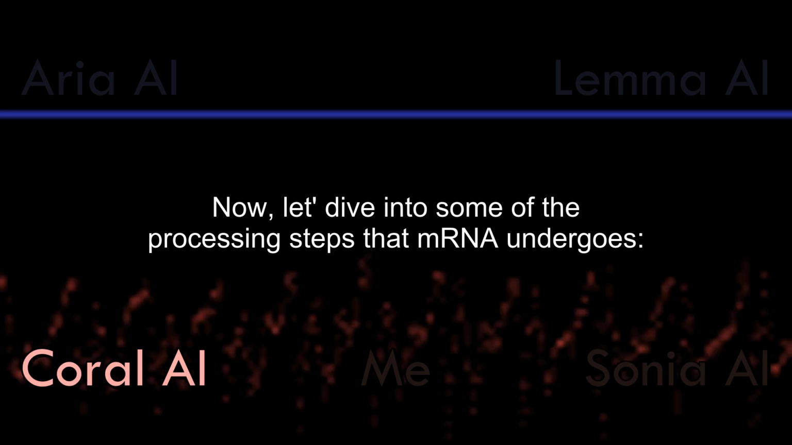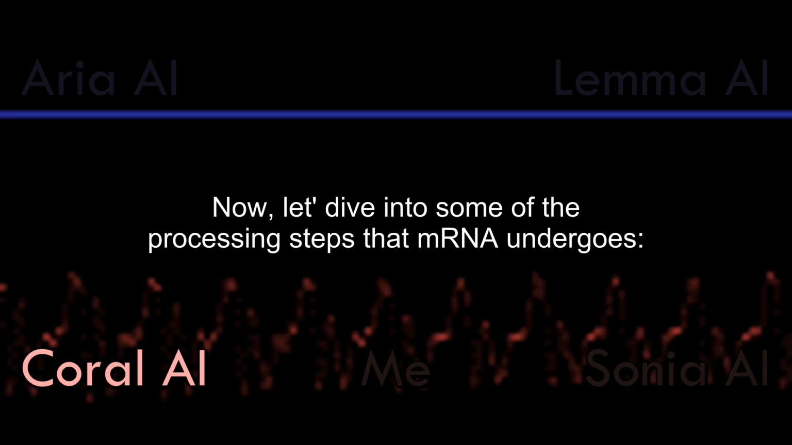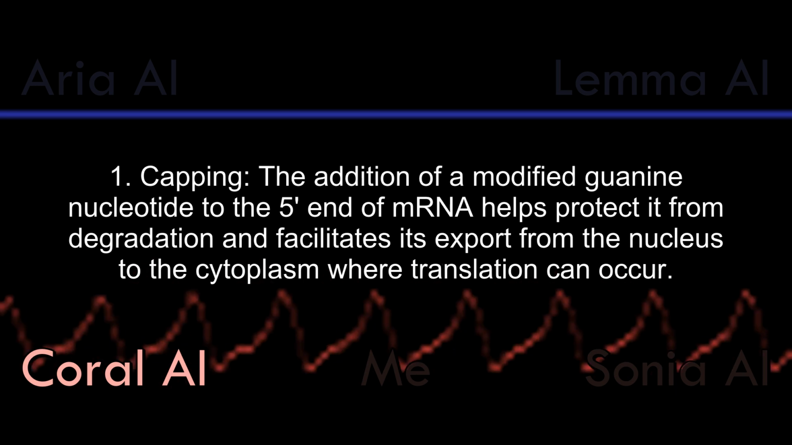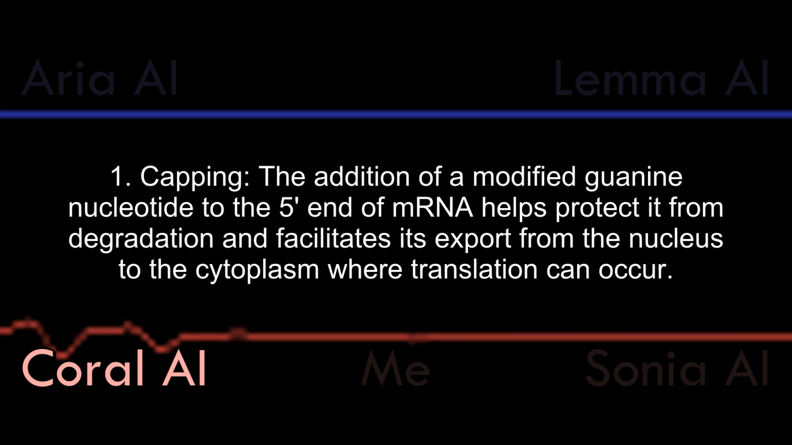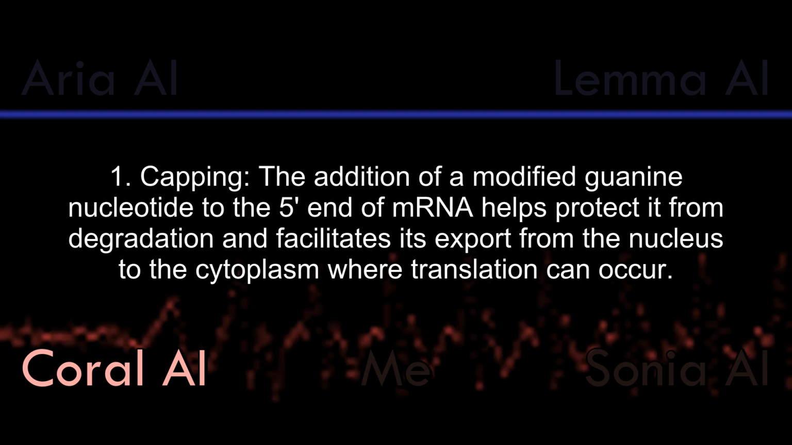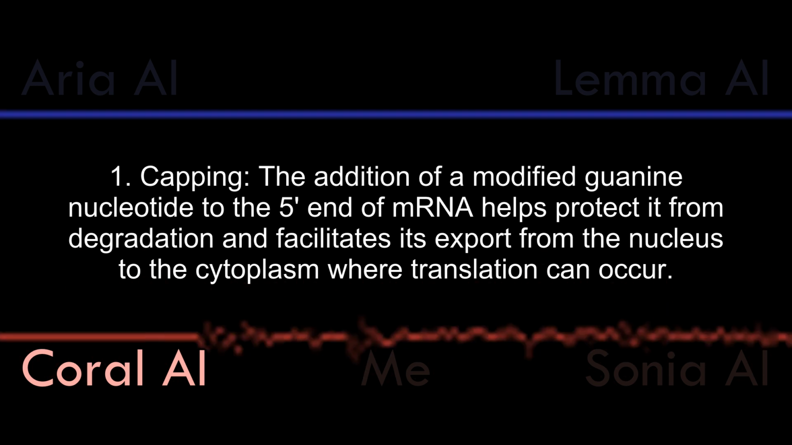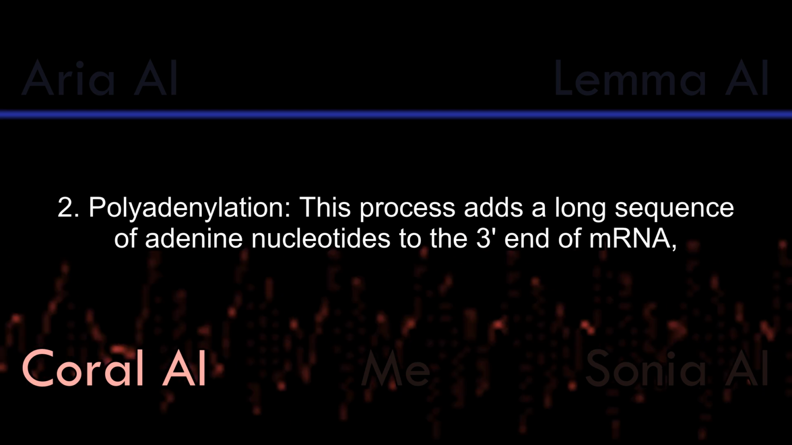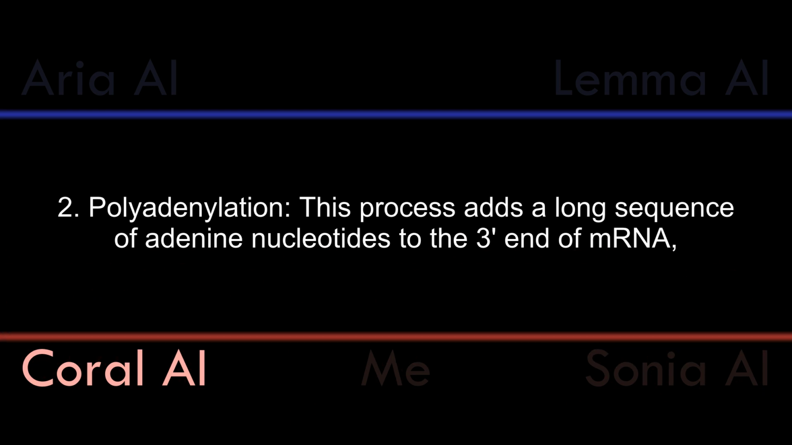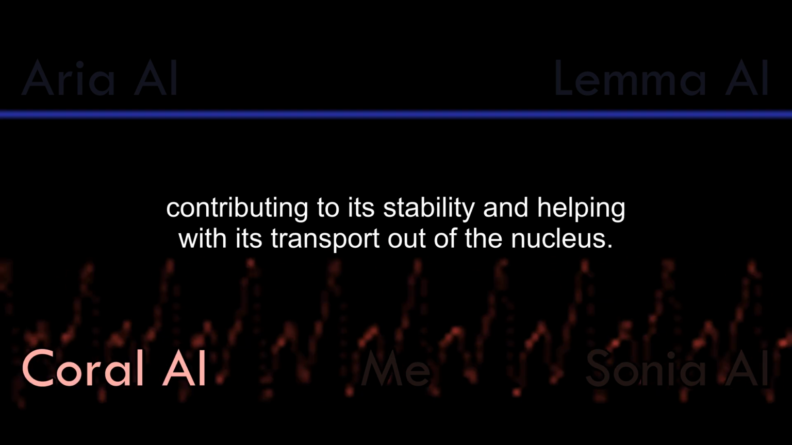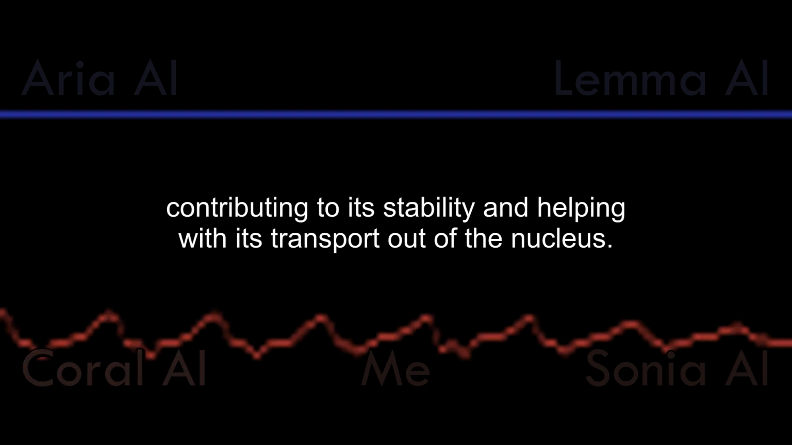Now, let's dive into some of the processing steps that mRNA undergoes. 1. Capping. The addition of a modified guanine nucleotide to the 5' end of mRNA helps protect it from degradation and facilitates its export from the nucleus to the cytoplasm, where translation can occur. 2. Polyadenylation. This process adds a long sequence of adenine nucleotides to the 3' end of mRNA, contributing to its stability and helping with its transport out of the nucleus.